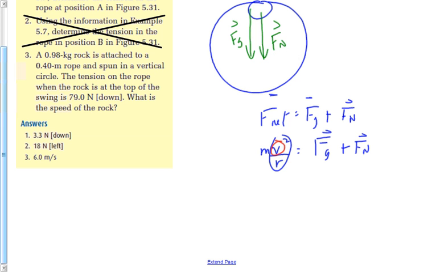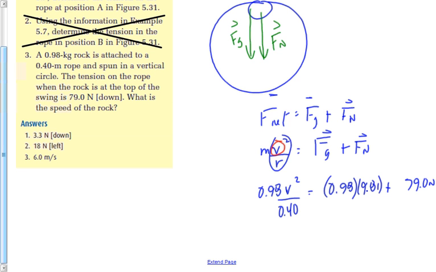Do we know the mass? We do. 0.98 kilograms. We don't know what V is. That's what we're trying to find. R is 0.40. If the length of the rope is 0.40, then that's going to be the radius of the circle. Fg is the force of gravity, 0.98 times 9.81. And Fn says the tension in the rope is 79 newtons. That's the normal force.